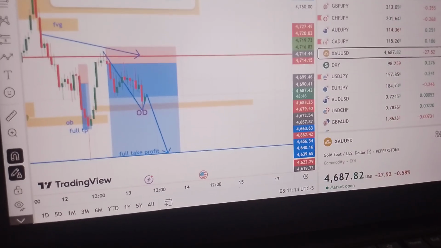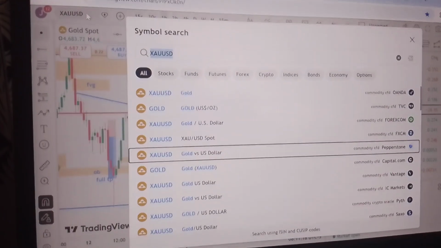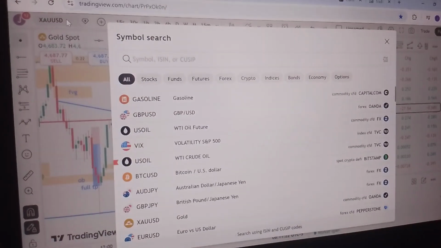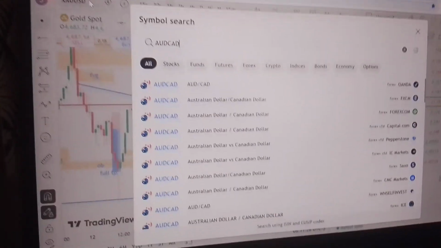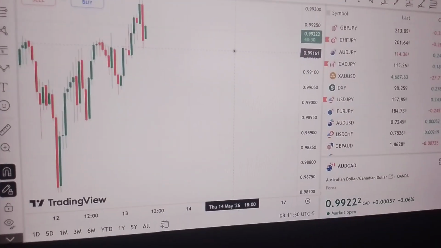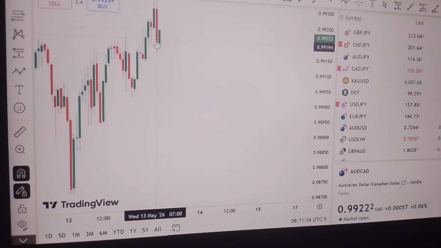You search Australian dollar versus Canadian dollar. You search AUD/CAD. We can use any blocker. We anticipate that, yeah, it is going up. As you can see, the market is going up.